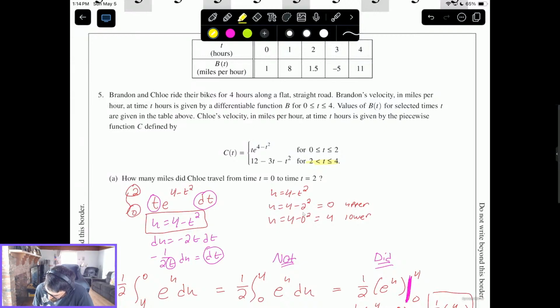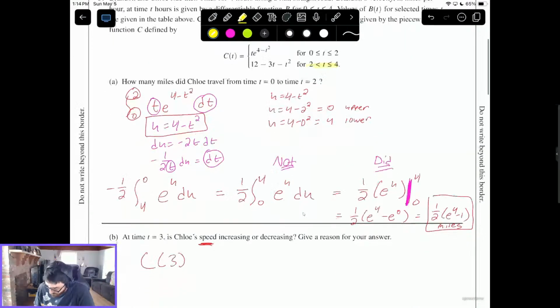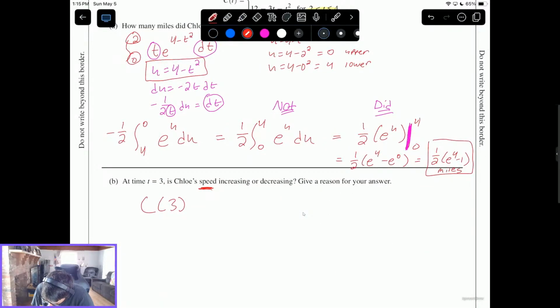So 3 is in here, so I'm going to use 12 minus 3t minus t squared. I'm going to plug the number 3 in there. So that's 12 minus 3 times 3 minus 3 squared, which is -6. So I found out that the velocity is negative.